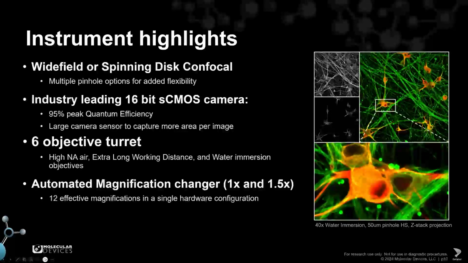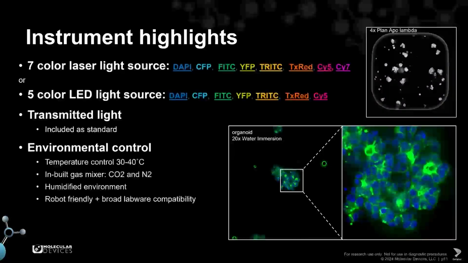Has a 6 objective turret. A wide range of objectives can be used, such as high numerical aperture air objectives, extra long working distance objectives, and automated water immersion optics as well. The system has an automated magnification changer, which combined with the 6 objective turret can give you 12 effective magnifications in a single configuration. For the illumination, there are different options.